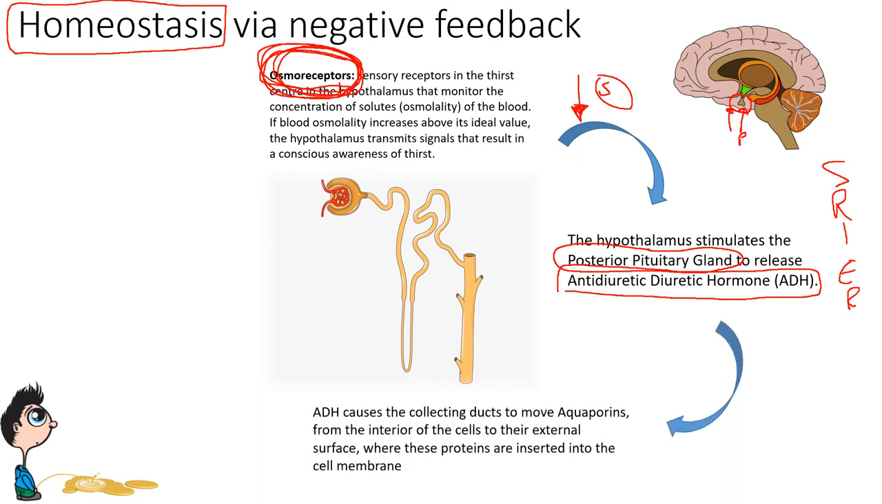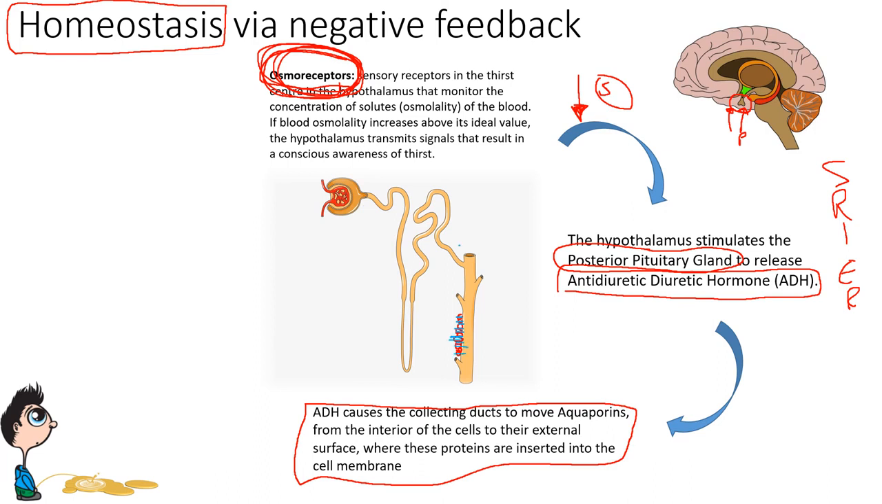ADH causes the collecting ducts to move aquaporins from the interior of the cells to the external surface, where these proteins are inserted into the cell membrane. So if you've got a load of cells on this collecting duct here, and remember, we're thirsty, we need to keep the water inside our bodies, right? So this hormone triggers these cells to produce aquaporins on their cell membranes.